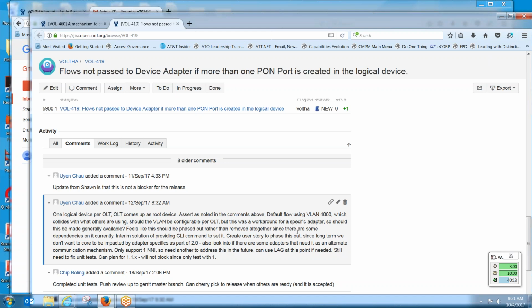Yeah, for GPON. If you move to NGPON, your logical device could span multiple. And hopefully, once we and other people can do native CAT, you can get rid of CVLANs completely.